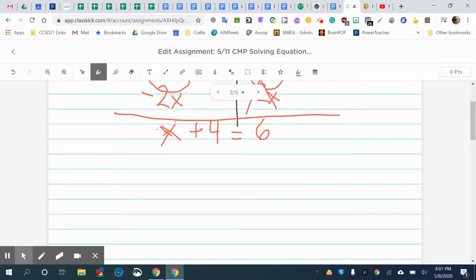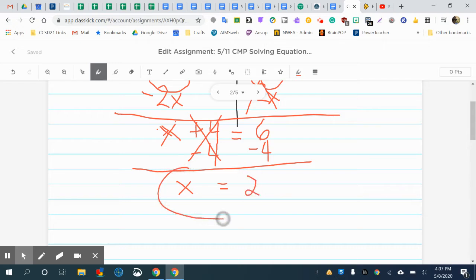What do I need to do to get x by itself? Hopefully you said that I am going to subtract 4 from that x. And again, whatever I do to one side, I do to the other. Minus 4. I end up with x equals 6 minus 4 is 2, and that is my final answer.